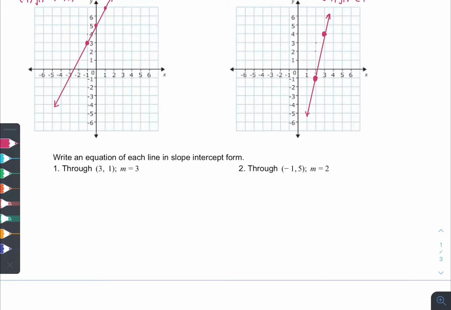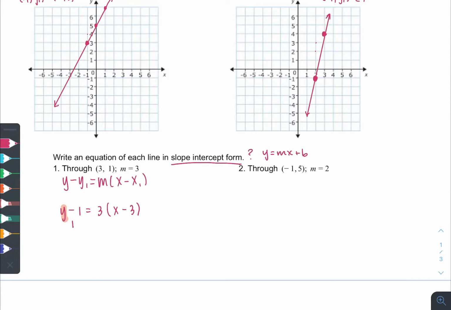Okay, so this should be a little bit of a review. We're writing an equation of a line in slope-intercept form, but we have to write it in point-slope form first. So I have y minus 1 equals m times x minus 3, and I need to get this into slope-intercept form. What is slope-intercept form? It should have said y equals mx plus b. So we're trying to get y by itself.